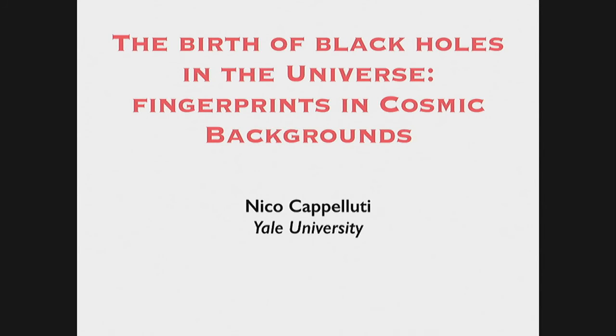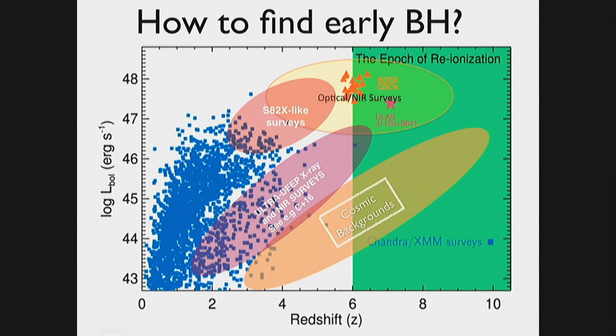Supermassive black hole seeds and seedlings are the most important missing chain in our understanding of the evolution of supermassive black holes. Especially, we don't have a clue how these objects formed, and the reason is that we haven't seen them yet. If you look at this plot, Chandra and XMM-Newton, the blue points, weren't able to select by themselves any object at a redshift larger than 5.